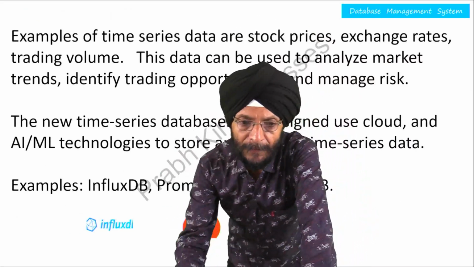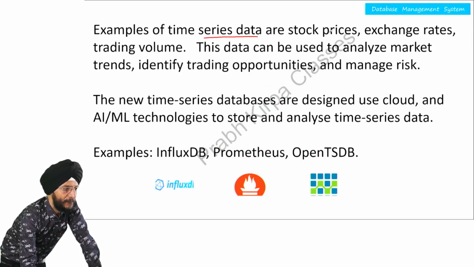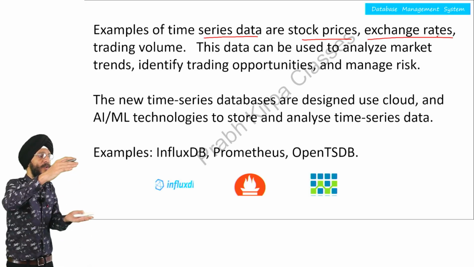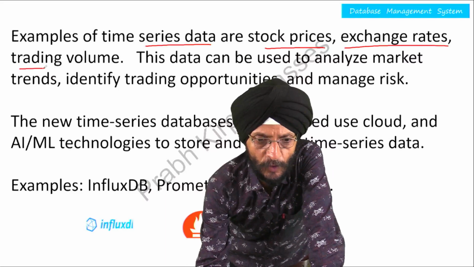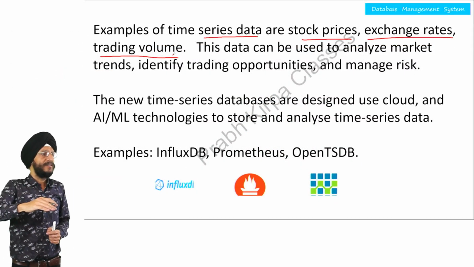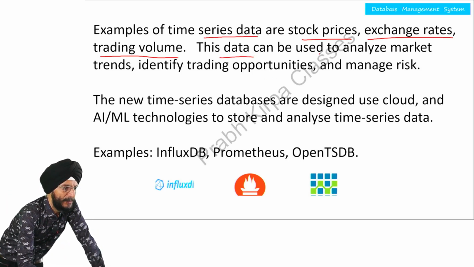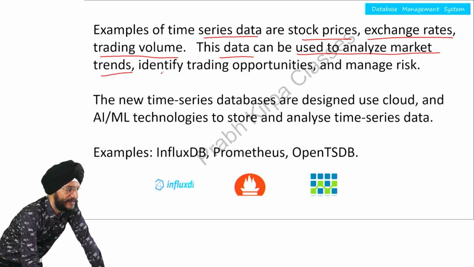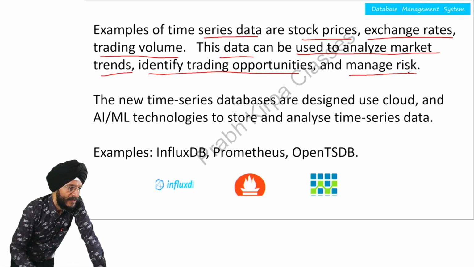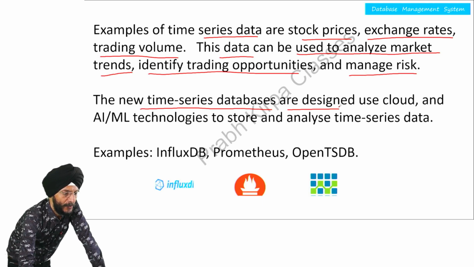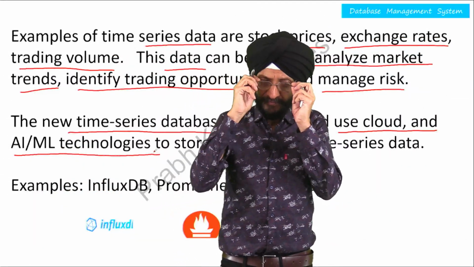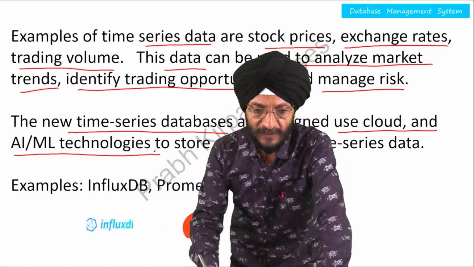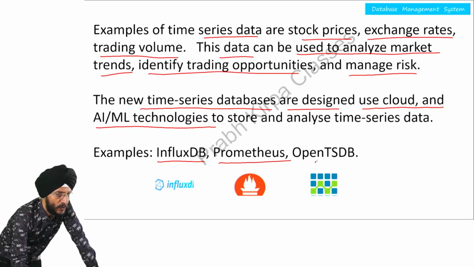Now, what are the examples of time series data? Examples are stock prices and exchange rates, that is, the rate of a foreign currency also changes every minute. Trading volumes on the stock market also change every second. This type of data can be used to analyze market trends, identify trading opportunities, and manage risks. The newer time series databases are designed to use cloud, artificial intelligence and machine learning technologies to store and analyze time series data. The examples of time series databases are InfluxDB, Prometheus, and OpenTSDB.